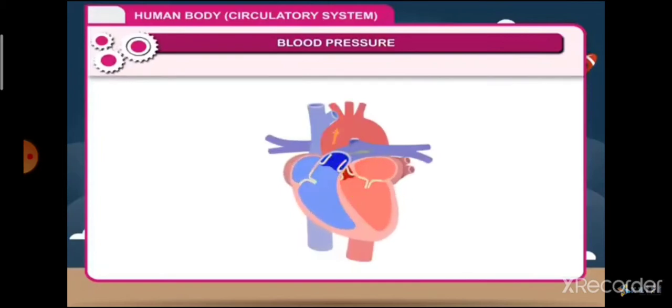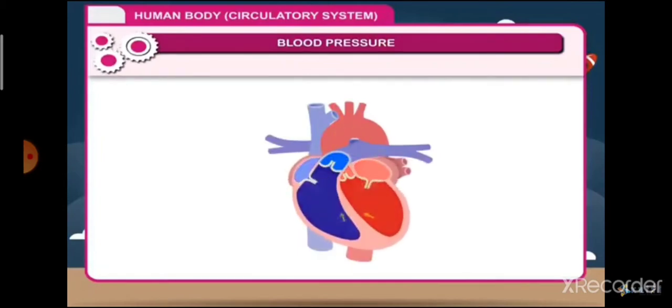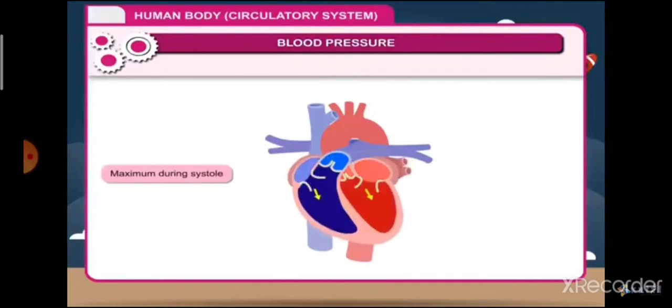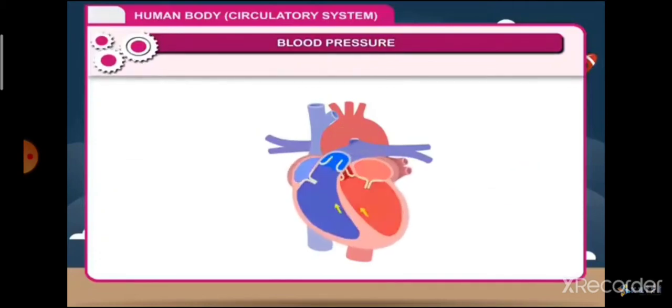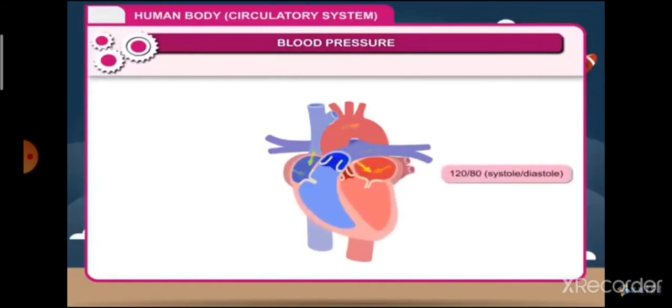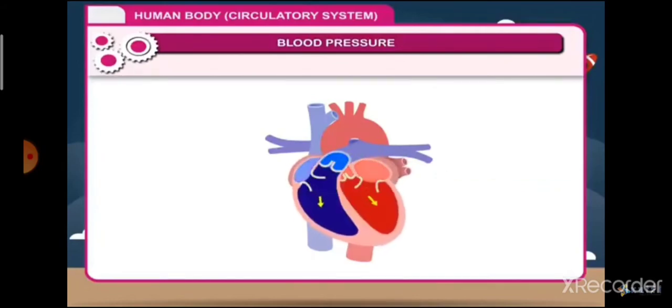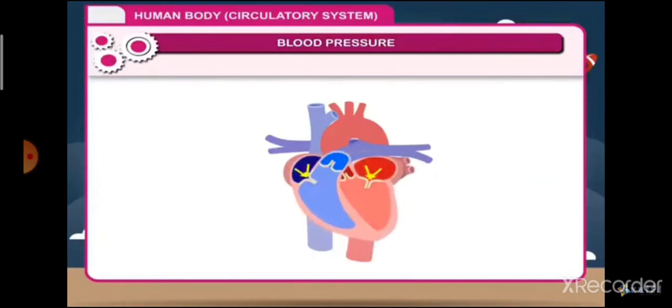During a single cardiac cycle or heartbeat, the blood pressure reaches maximum during systole and minimum during diastole. The blood pressure of a normal healthy person is 120/80, systole and diastole. Very high and very low blood pressure is supposed to be dangerous. Blood group.